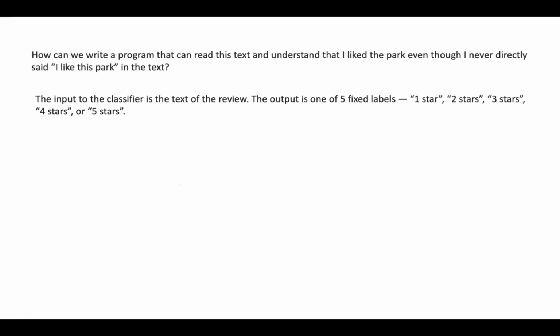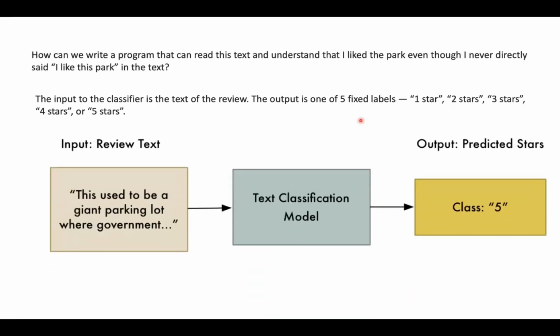So let us set up a simple linear classifier that takes some words. Here the input to the classifier is the text of the review. We are going to provide the text as input, and the output is one of 5 fixed labels: either 1 star, 2, 3, 4 or 5 stars. Here you can see a review text which we saw in our previous slide: this used to be a giant parking lot. When you provide this review text as input to the classification model, it should give you a score.